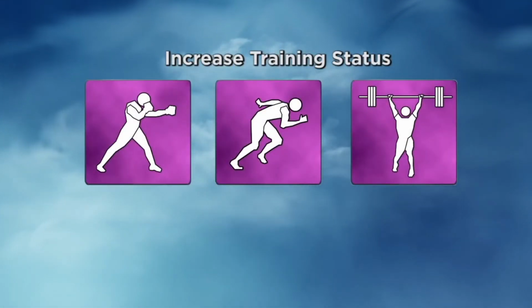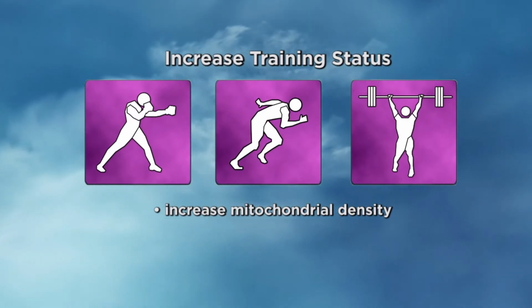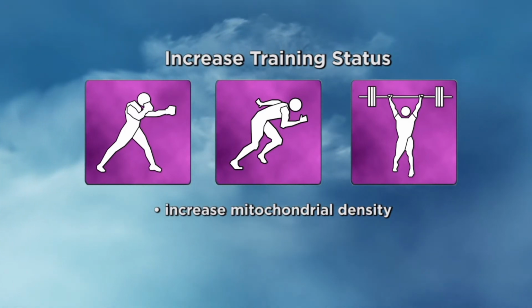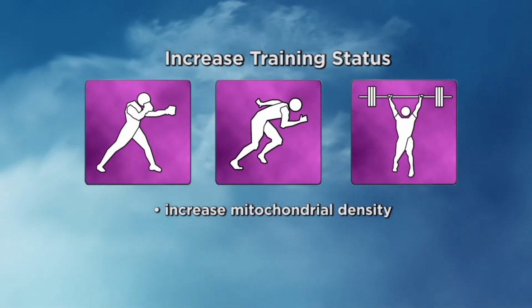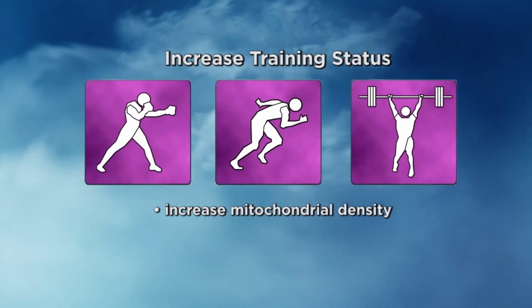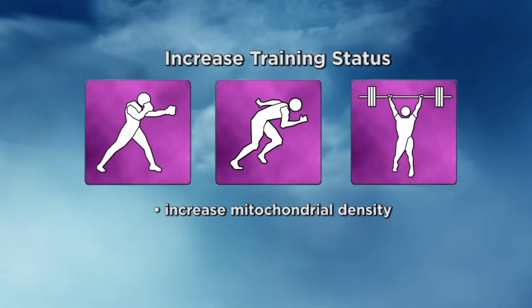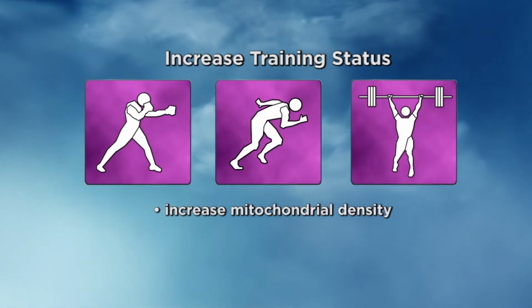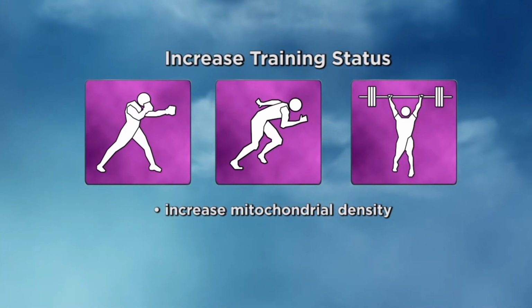You see, as you exercise and your training status increases, you can increase the number of mitochondria that you have in the cells of the muscles at work. This is called mitochondrial density, and you want it to be high. The mitochondria are the organelles within your cells that help you produce large amounts of ATP. So it makes sense, right? The more you put exercise into your lifestyle, the better you are at making energy.